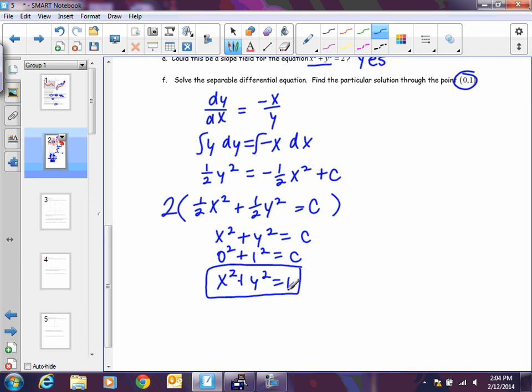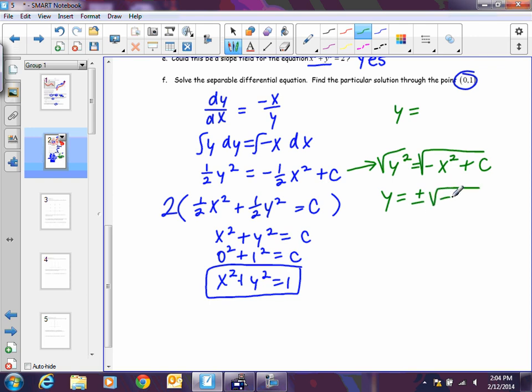All right, now on some of these, it's going to say something like y equals. They want you to get y by itself. All right, and so how would we here get y by itself? I'm going to go ahead and multiply everything by 2 again, just to get that out of the way. Square root both sides. And when you square root both sides, you actually have a plus minus.